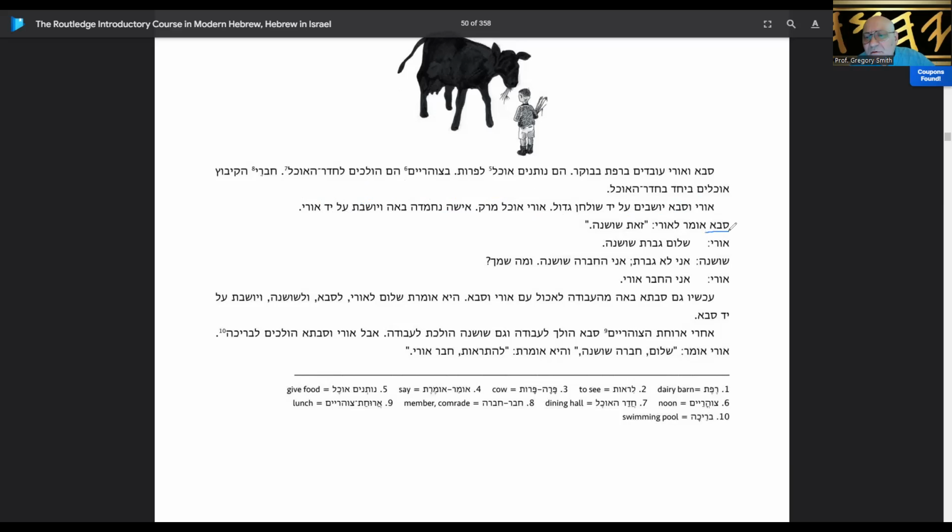Let's see. Saba omer la Ori, zot Shoshana. Grandfather says to Ori, this is Shoshana. Zot Shoshana. Literally, Shoshana means rose or lily. Interesting. Okay, so what does Ori say?